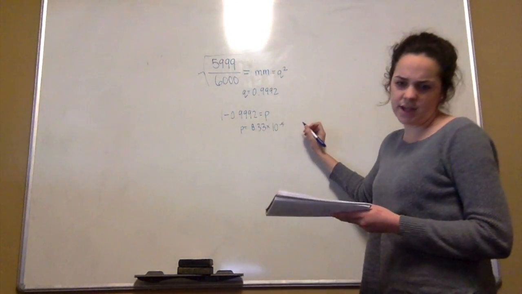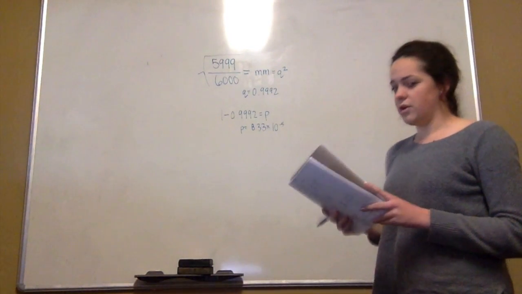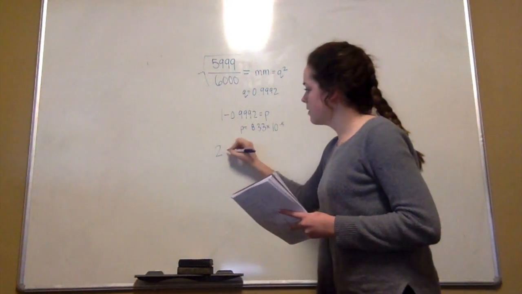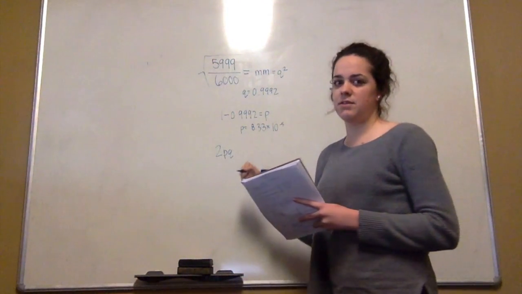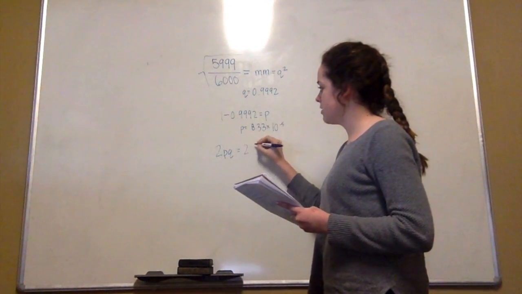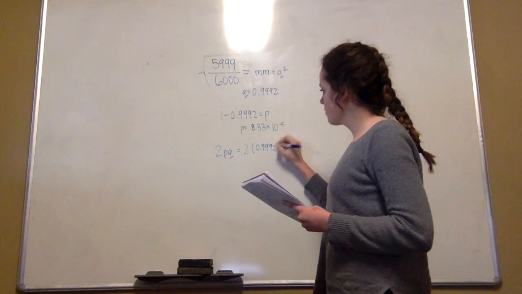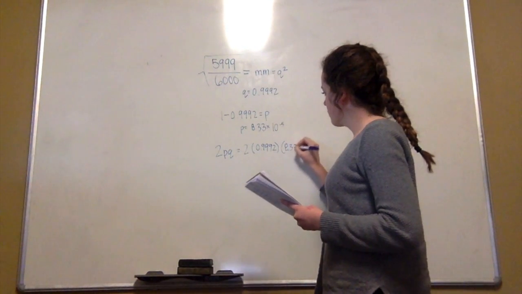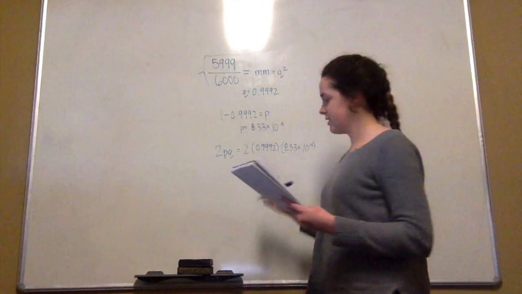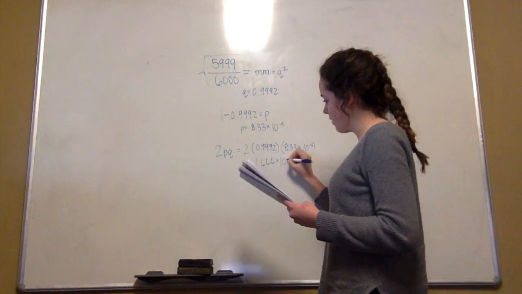Okay. And so for C, what is the frequency of heterozygous individuals in the population? So in the Hardy-Weinberg equation, 2pq tells us the frequency of the heterozygotes. And so we just have to multiply our previous 2 answers by 2. And when we do that, we get that the answer is 1.666 times 10 to the negative 4.